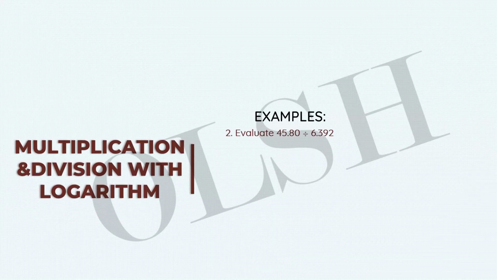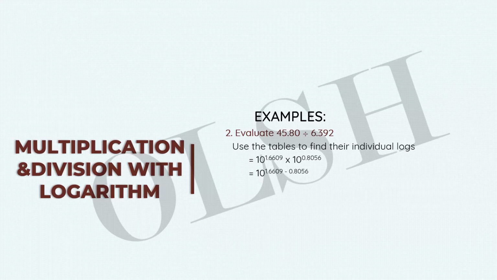Okay, so the next example would be: evaluate 45.80 divided by 6392. If we use the tables to find the individual logs like we did before, then raise 10 to their powers to give us exactly the same numbers, we do this, simplify it, and we have 10 raised to the power of 0.8555.